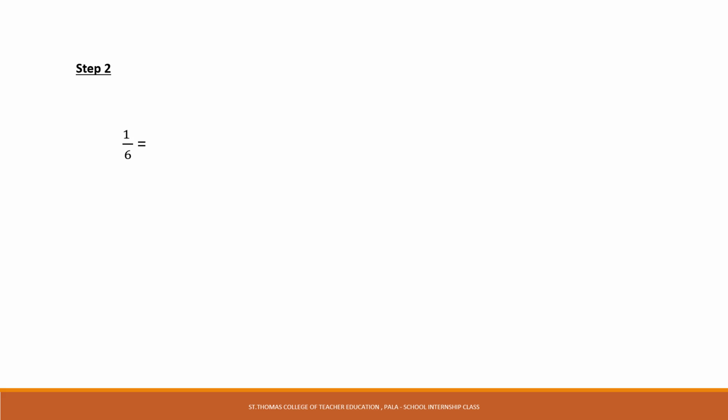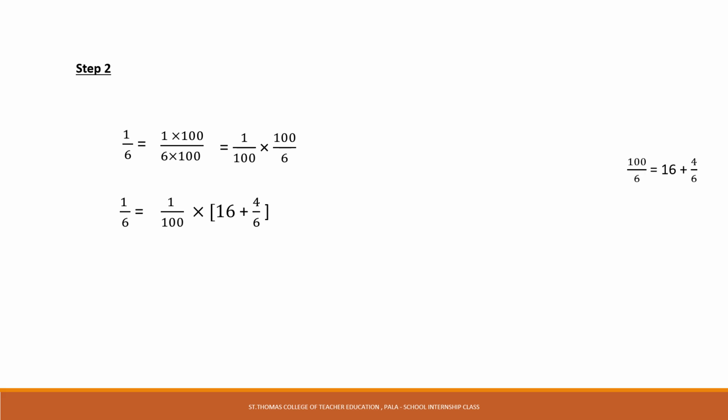Okay, now tell me step 2. Yes, writing 1 by 6 as itself. Then, correct, multiplying both numerator and denominator with 100. And we split it as 1 by 100 into 100 by 6. Okay. Next, what do we do? Yes, writing 1 by 100 as itself and replacing 100 by 6 with 16 plus 4 by 6. Why? By dividing 100 by 6 we get 16 plus 4 by 6, isn't it?